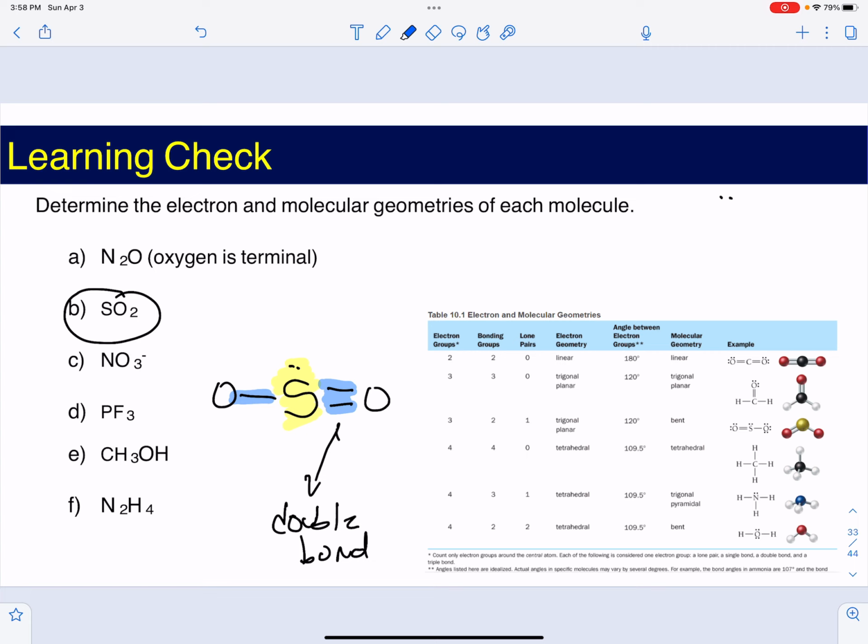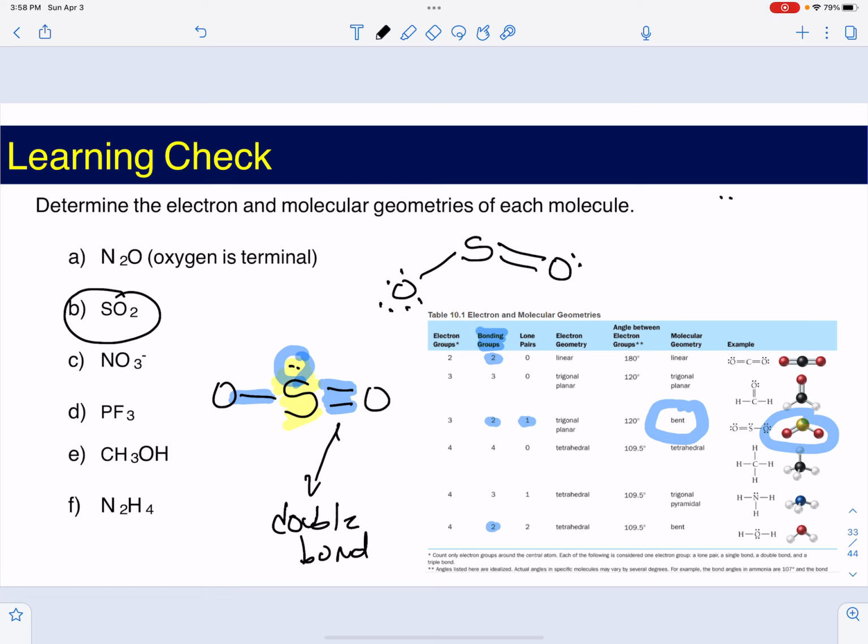So I have 2 bonding groups. It could be that one, that one, or that one, but I only have 1 lone pair. So it's going to have to be that one there, which is going to be bent in shape, and it's going to look something like this. So your structure is going to be sulfur, oxygen, double bond, oxygen, and 1 more electron pair. And it's going to be bent.